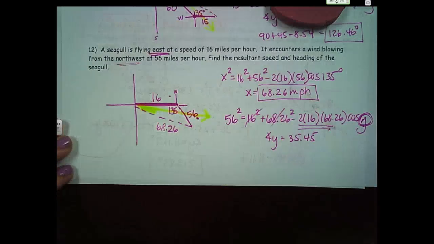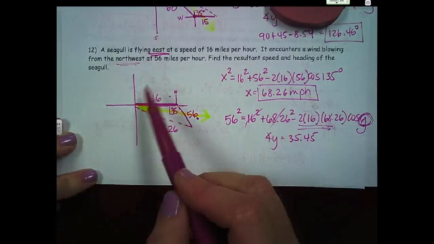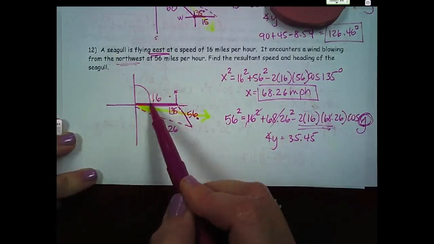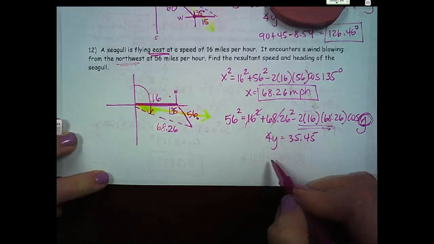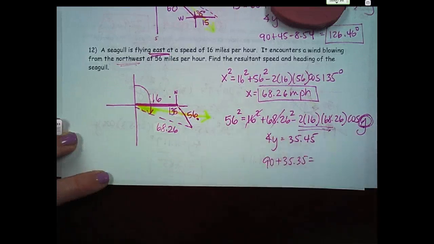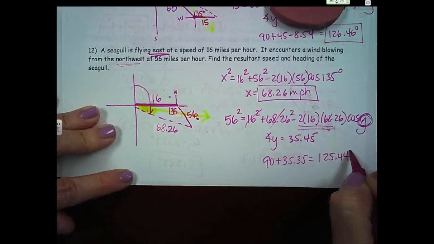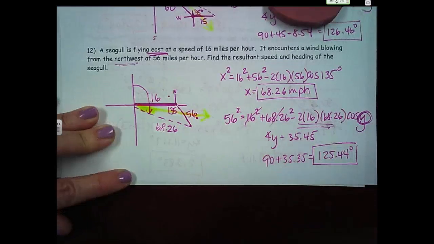Okay? Now then, let's find the answer. Right? My bird was traveling at 90 and he went a little bit farther. So 90 plus your 35.44 gives you an answer of 125.44 degrees. That's his heading. And you're done.